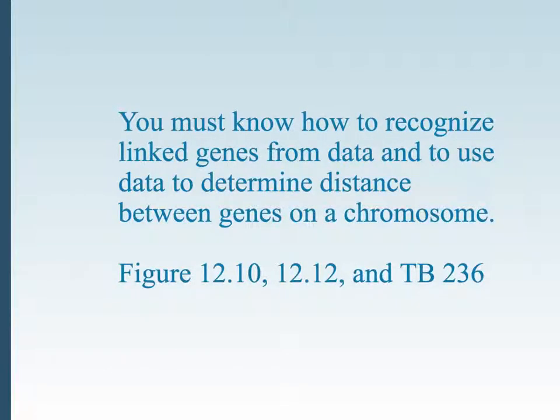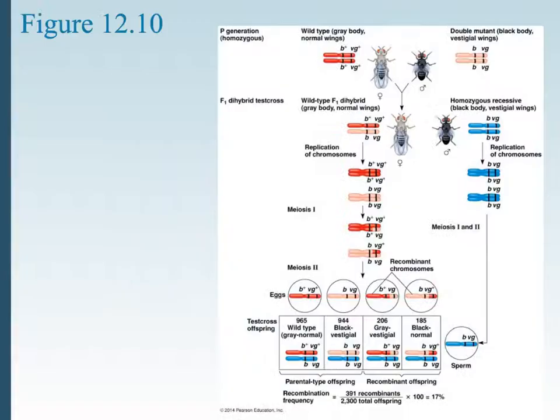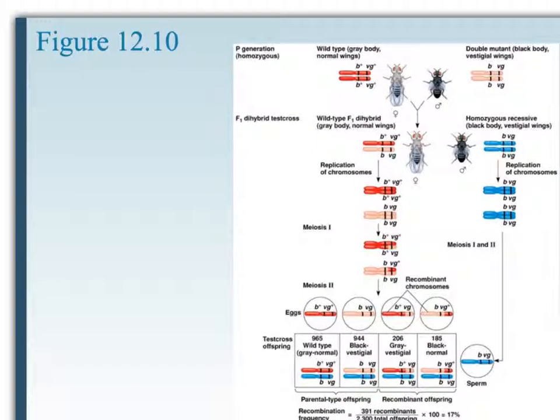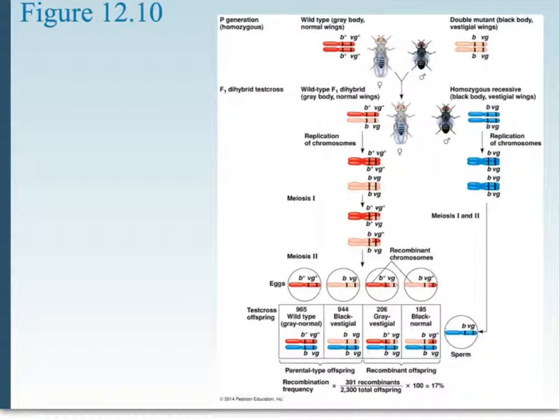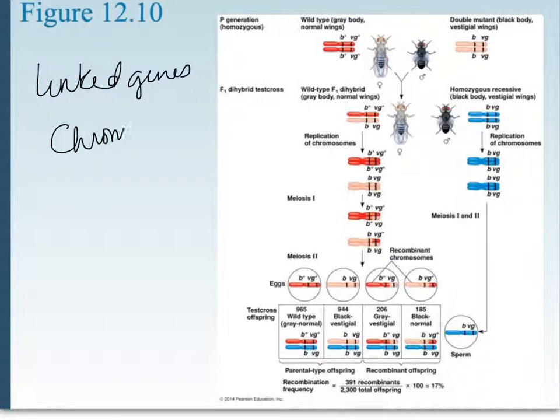You need to know how to recognize linked genes from data and how to use data to determine the distance between genes on a chromosome. All right, so we're going to look at linked genes. We're going to remember that linked genes are 2 genes that are on the same chromosome, so they're physically linked. They're genes that are physically on the same chromosome, connected by covalent bonds. Remember, they're just molecules or macromolecules.